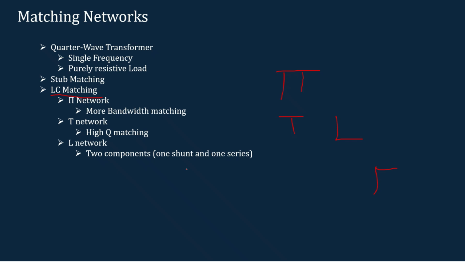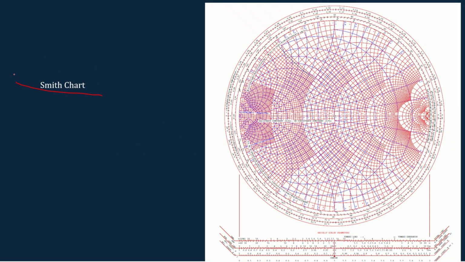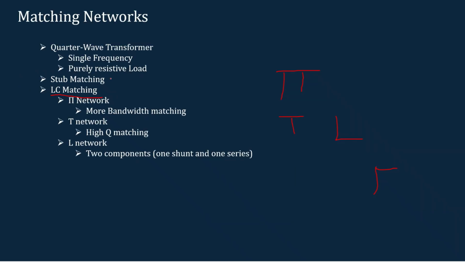If you have to design these impedance matching circuits, we usually use the Smith chart to find out how we can match the load impedance. We may have some impedance equal to ZL, and we can use the Smith chart to find out how we can match this load impedance to the matched impedance, that is 50 ohm. In our upcoming videos, we will see how we can use the Smith chart to design these types of matching networks.